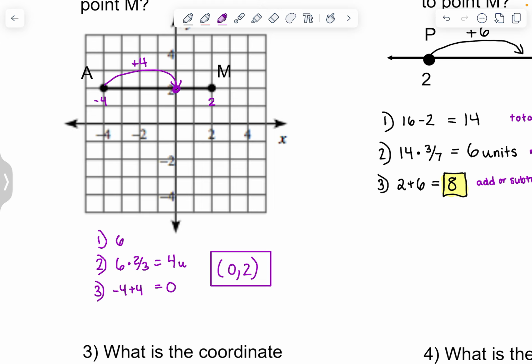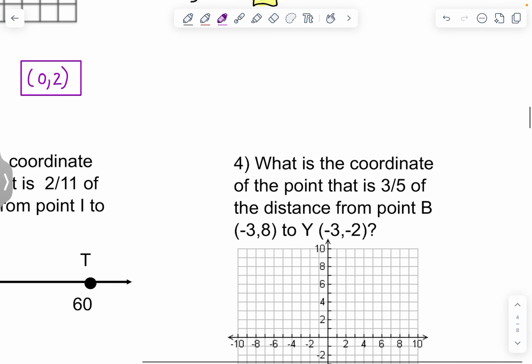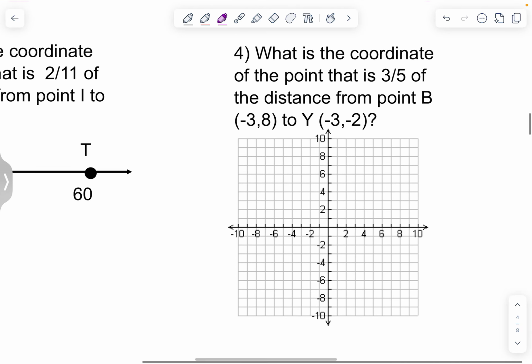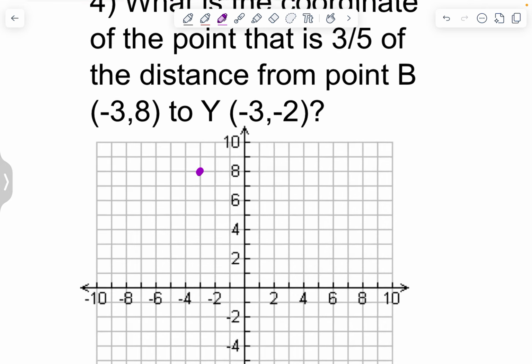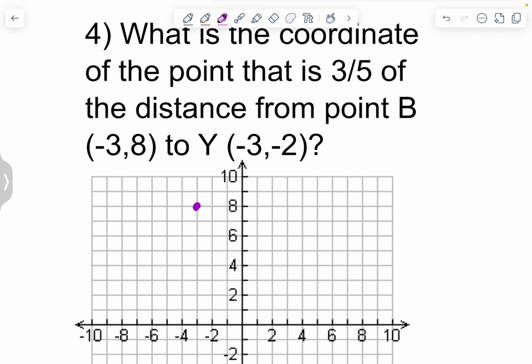Let's try out number 4. What is the coordinate of the point that is 3/5 of the distance from point B to point Y? So we start at point B, which is at -3, up 8. So let's put that point right here. -3, so over 3, and then up 8, and that is point B. We do have to label it. That's required. Make sure you put the B.